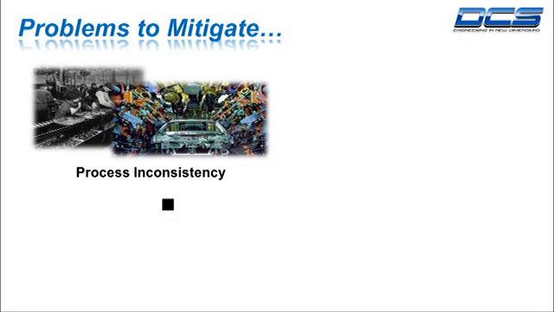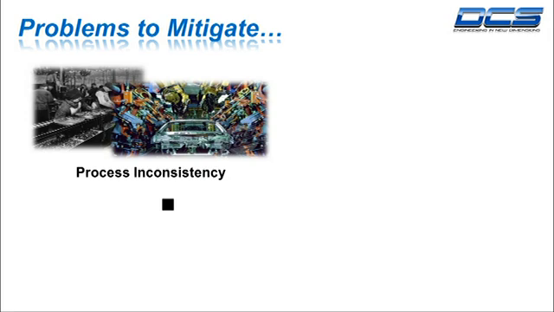Hi, I'm Don Jasurda. I'm going to talk today about dimensional engineering as a means of supporting the quality assurance process in a manufacturing organization. To start with, I'd like to talk about problems and what kind of problems we're trying to address by this approach. The first thing we talk about is process inconsistency.